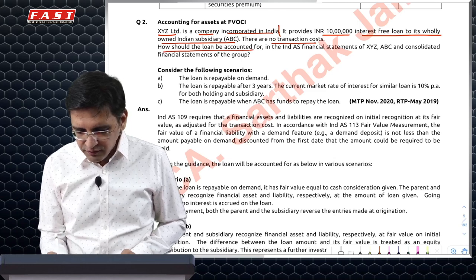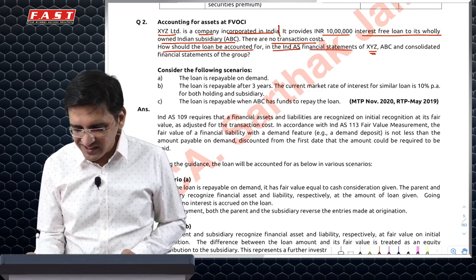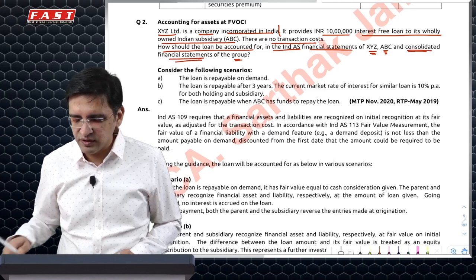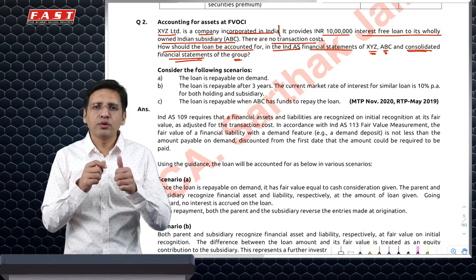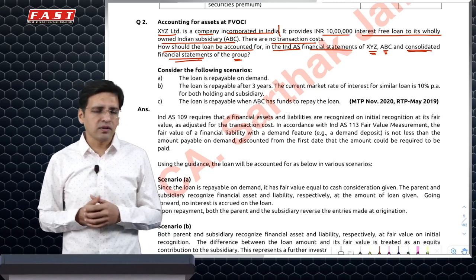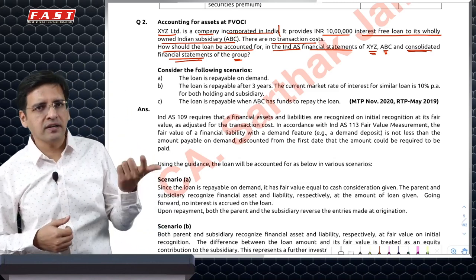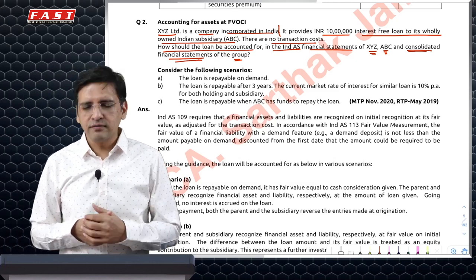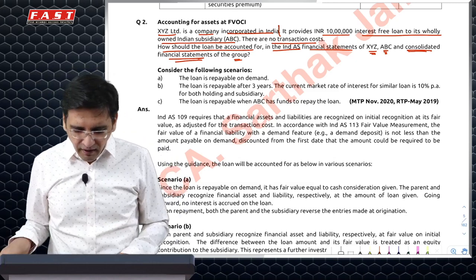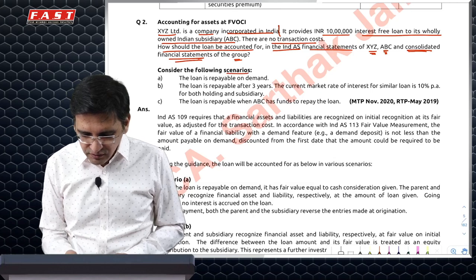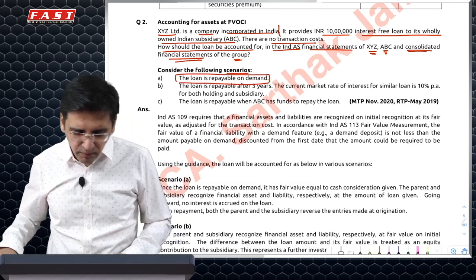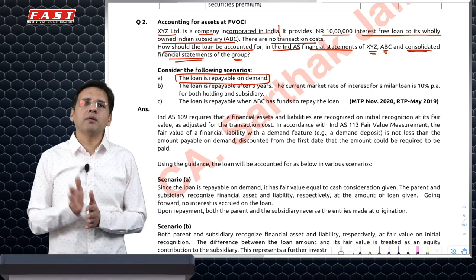How should the loan be accounted for in India's financial statements of XYZ parent, ABC subsidiary, and consolidated financial statements of the group? So they basically want you to tell the accounting in all three possible statements: SFS of parent, CFS of parent, and standalone financial statement of subsidiary. However, they are giving you different scenarios under which you will have to report this. First is the loan is repayable on demand.